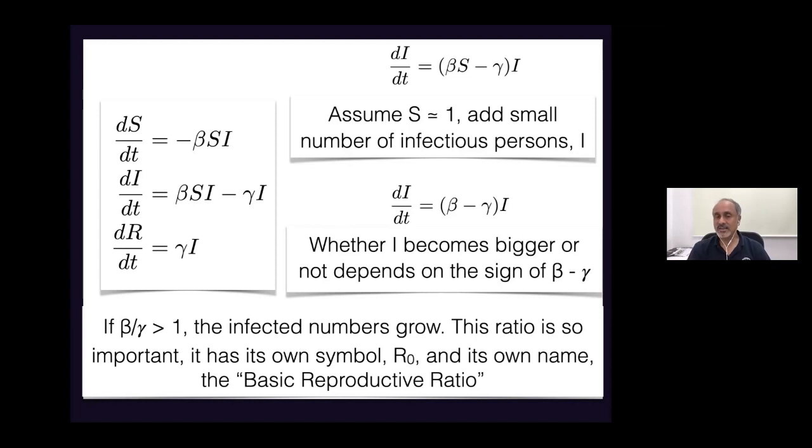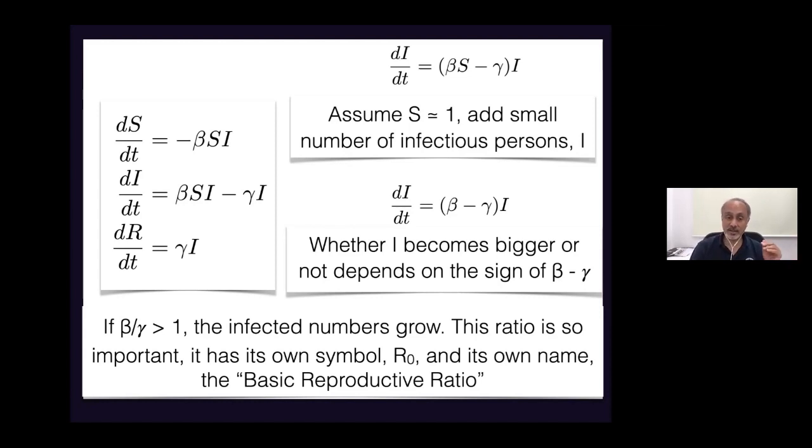Okay? So then the equation that you get is, basically, S approximately equal to 1, set S equal to 1, dI/dt, the change in the numbers of infected as a function of time, is beta minus gamma times I. And now you can see what the significance of beta and gamma separately are. If beta minus gamma is positive, dI/dt will increase in time. If beta minus gamma is negative, it will tend to decrease in time. So that's really the question of, is beta divided by gamma less than 1 or greater than 1? If beta by gamma is greater than 1, infected numbers will grow. If beta by gamma is less than 1, infected numbers will go down.